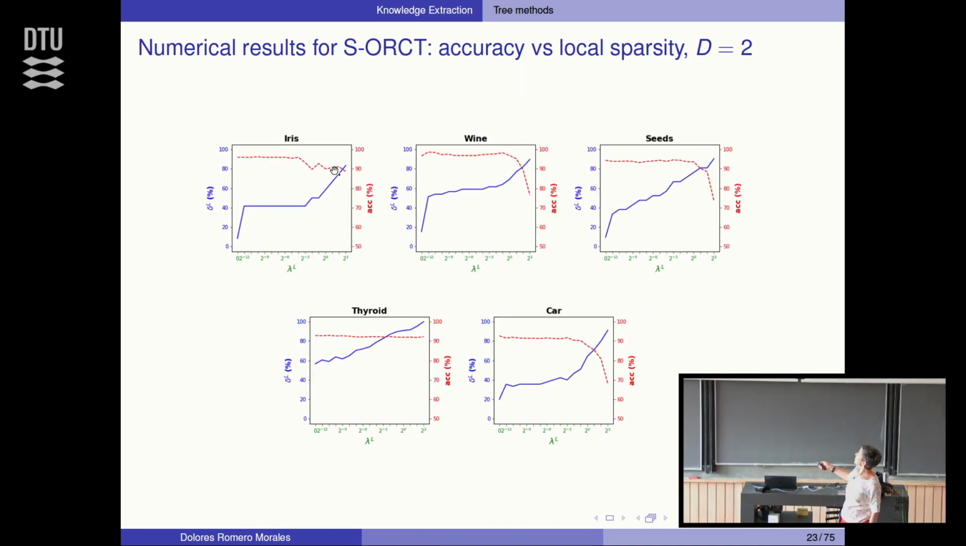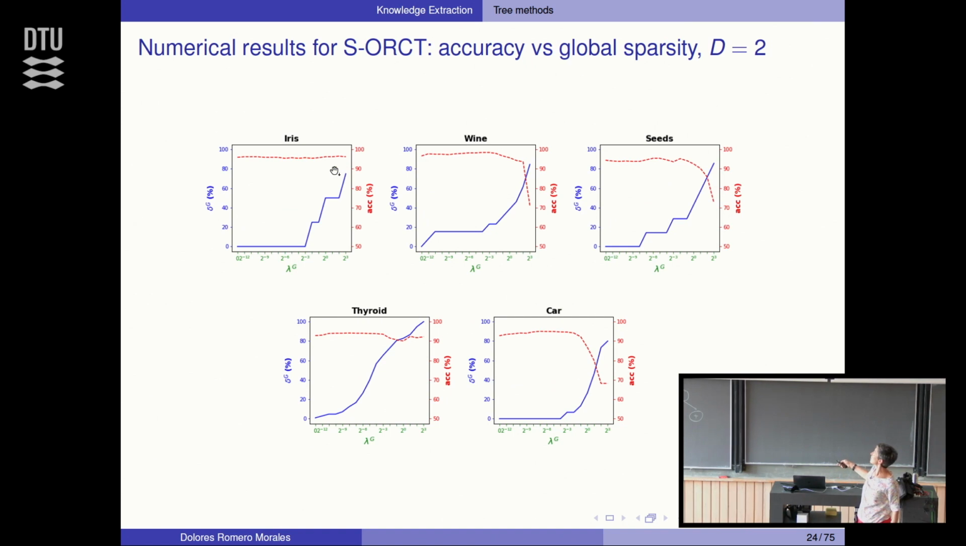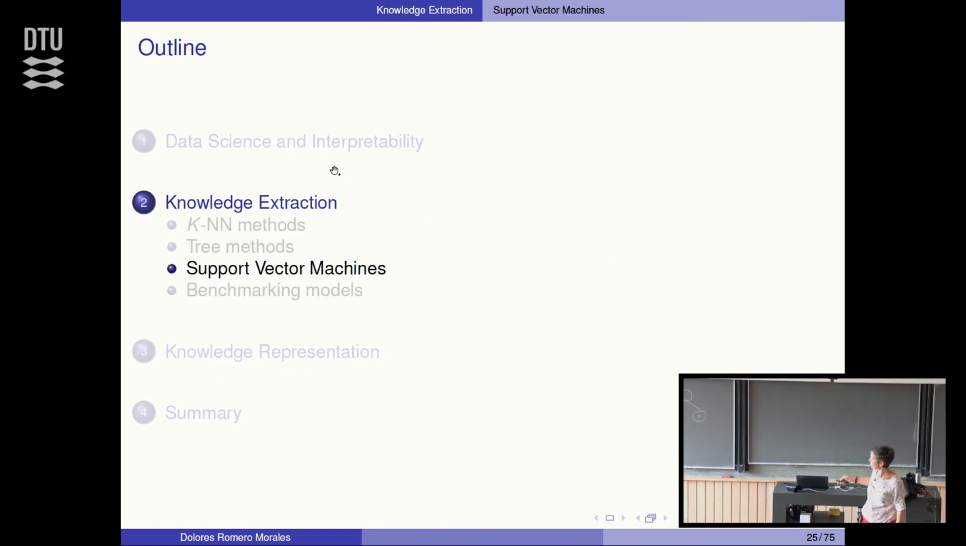We also did it for depth 2. Obviously, you can improve your accuracy with depth 2, and then still you see the same pattern as before.